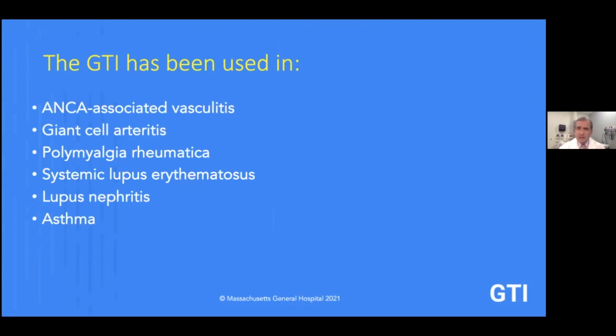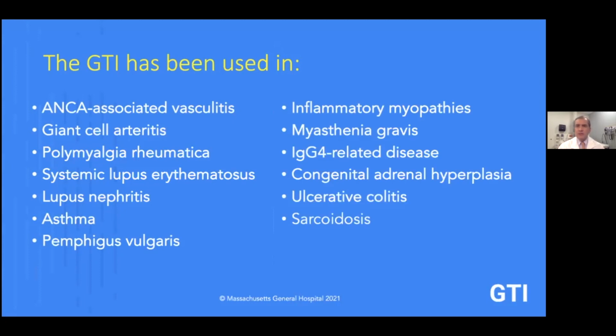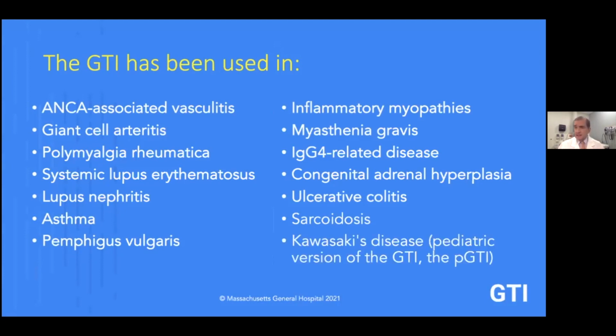We have an excellent, large, real-world longitudinal experience with asthma, pemphigus vulgaris, inflammatory myopathies and myasthenia gravis, IgG4-related disease, congenital adrenal hyperplasia, ulcerative colitis, sarcoidosis, and in kids, Kawasaki's disease. There's a large European-based trial now of Kawasaki's disease, which uses the pediatric version of the GTI.